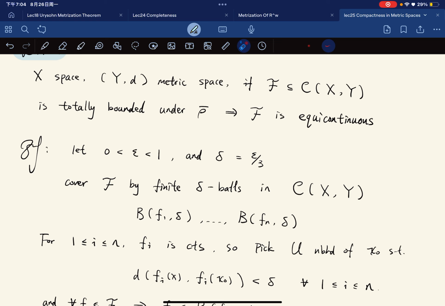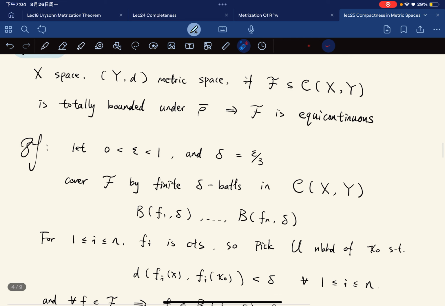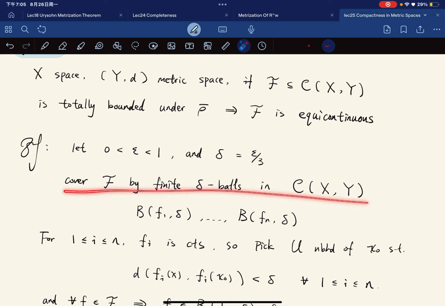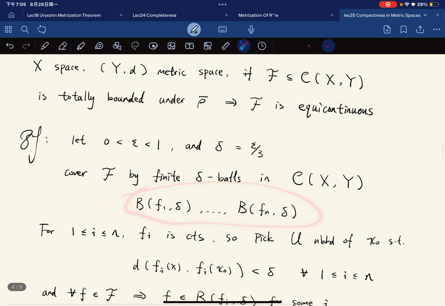Okay, so we can cover F by finitely many delta balls because it's totally bounded, right? And we can extend the balls in C(X,Y). Because originally we have it is bounded on the rho bar, but rho bar is restricted on F, right? But now we first cover F by finitely many delta balls under rho bar on F, and then we can extend them in this, right? Which again is a covering of F. So we have those balls cover F.